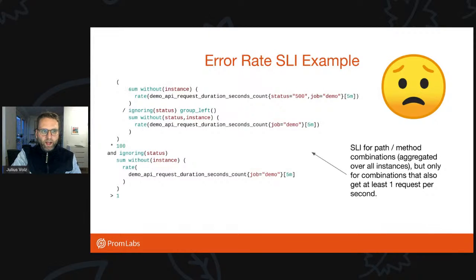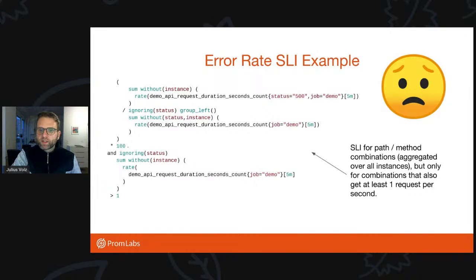On one hand, we are summing up the 500 error rates over all of the instances in our service, but still keeping method and path labels. They are on this metric here, but we don't see them. And then we're dividing every path and method 500 combination by its total rate. So we're getting a ratio of the 500 errors divided by the total rate for the same combination of path and method. To get from a ratio to a percentage, we multiply everything by 100.